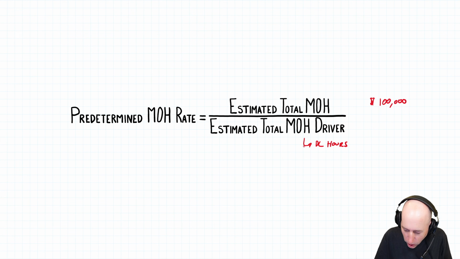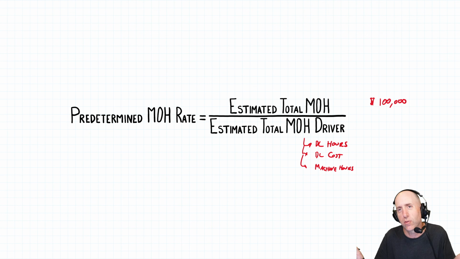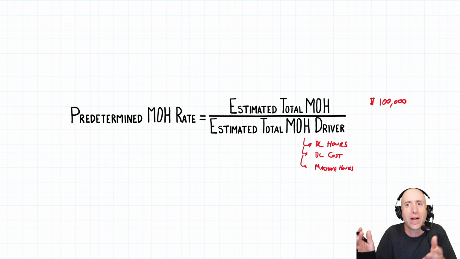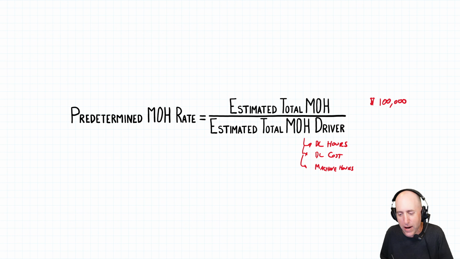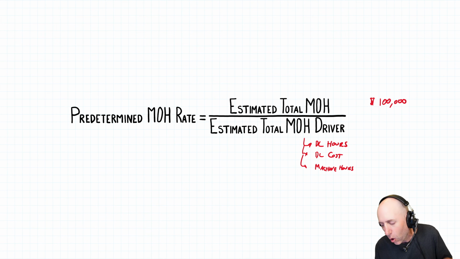The three very common options you see in an intro class are direct labor hours, direct labor cost, and machine hours. Those are the most common ones. And machine hours for factories where there's not a lot of direct labor, right? It's machined, so machine hours makes a lot of sense for those contexts.